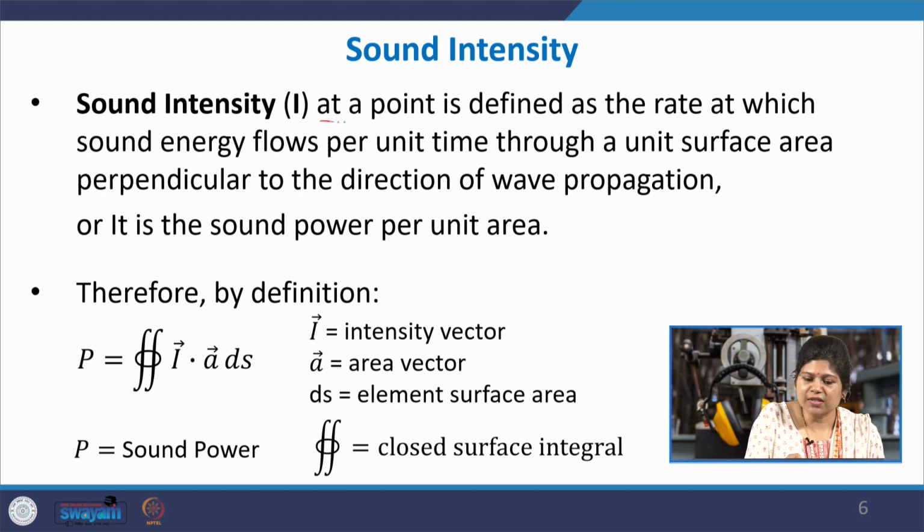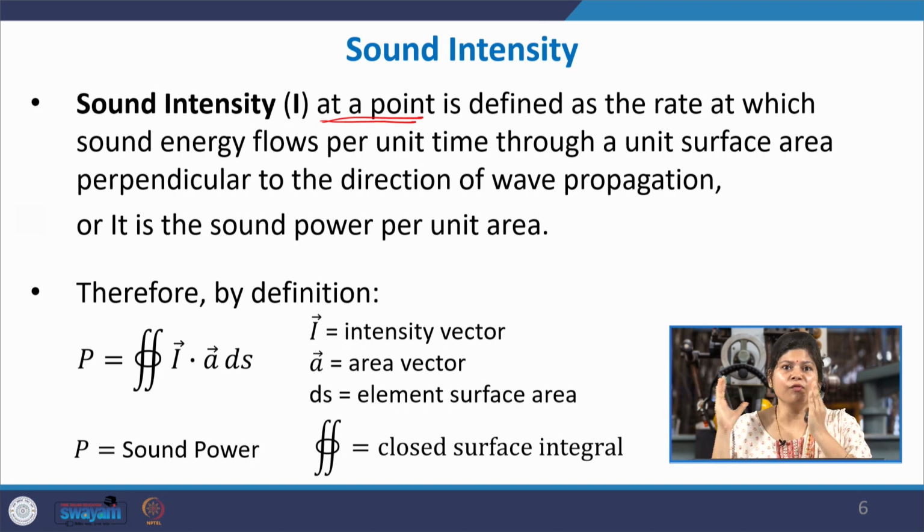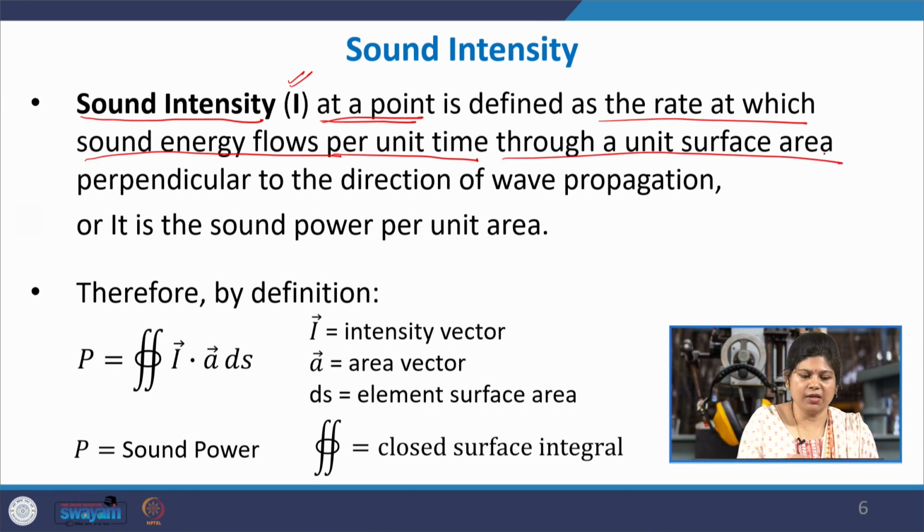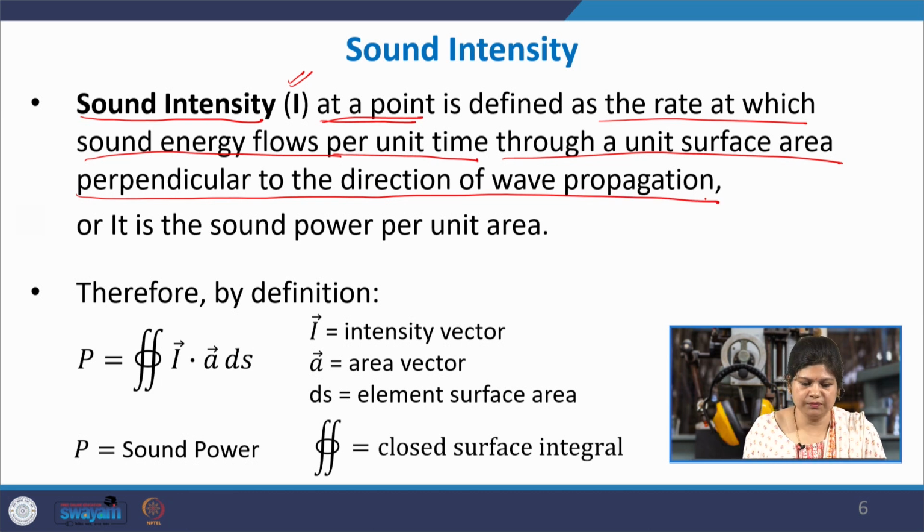So, it is always defined at a certain point, not randomly. We cannot define intensity randomly. We have to specify where exactly we are measuring that intensity, so it has to be linked to a particular location. We will denote this intensity term by the capital I. It is defined as the rate at which sound energy flows per unit time through a unit surface area that is perpendicular to the direction of wave propagation, or simply sound power per unit area.